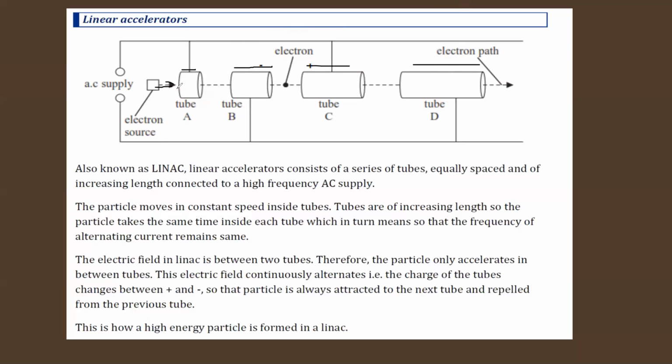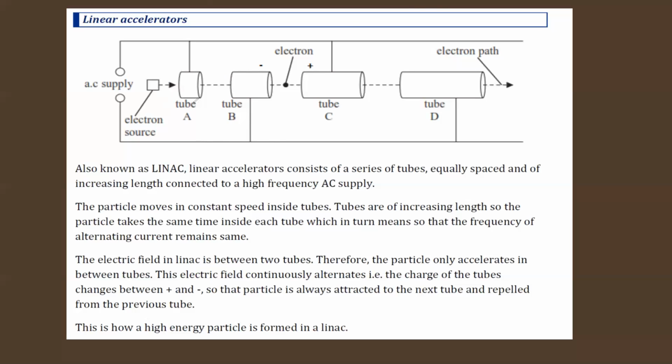So it is accelerated, then moves with a constant speed. Accelerated, moves with a constant speed. Within the tube it is constant speed, but outside the tube it is accelerating. So in every tube the electron will take the same time.